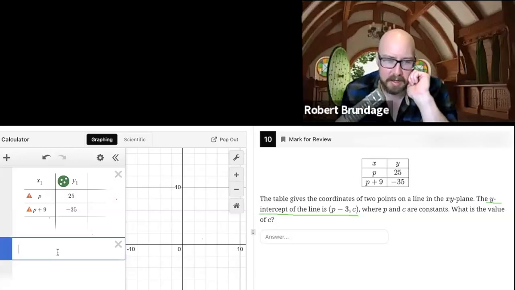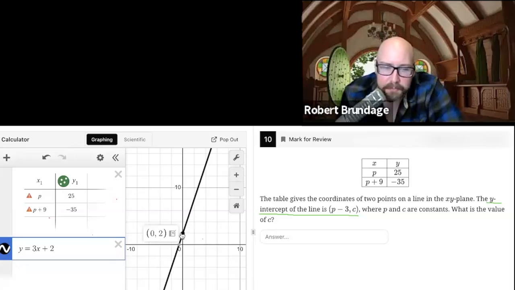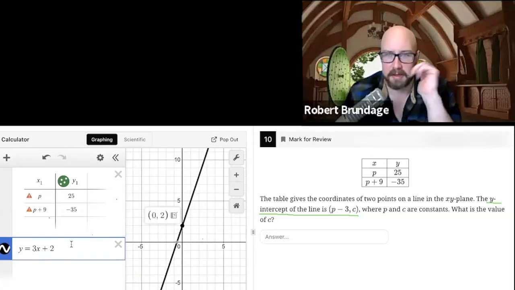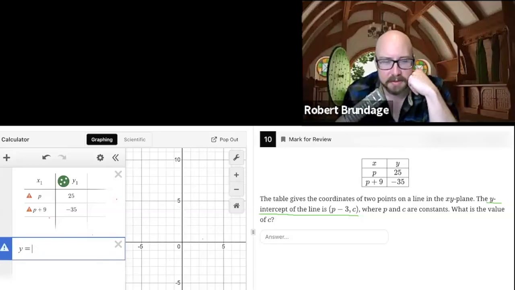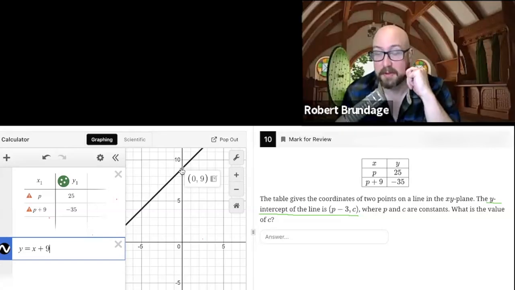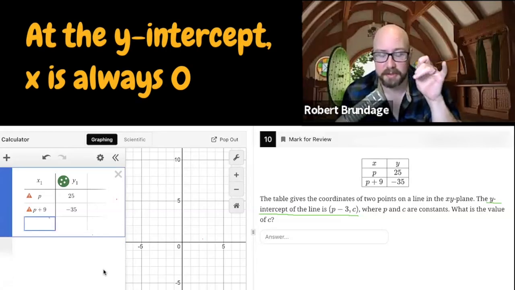Can you do like y equals 3x plus 2 or something? So where's our y-intercept? It is at 0, 2. Okay, 0, 2. Do another one, another random line. So what's our y-intercept? 0, 9. What does it have in common with the last y-intercept? 0. So at the y-intercept, the value of x is always 0, right?